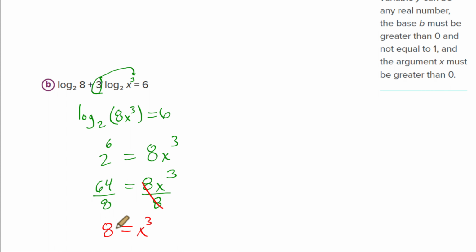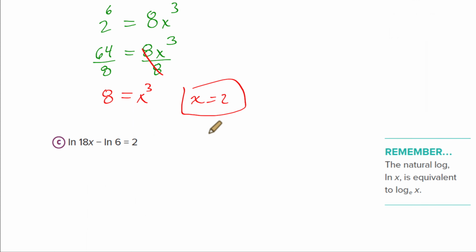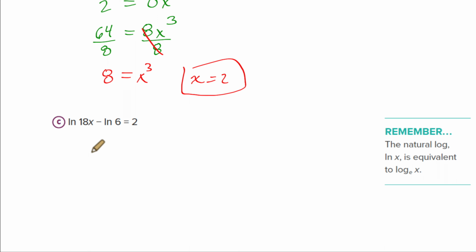Well, what number to the 3rd power is 8? 2, 4, 8. X equals 2. Wasn't too bad, was it? Okay, so that's not too bad. The other way you could have done it, you could have figured this out as a decimal. Actually, it'd tell you 3. Then you could subtract that from each side, divide by 3. You get the same answer that way. Let's try C as we're moving along.